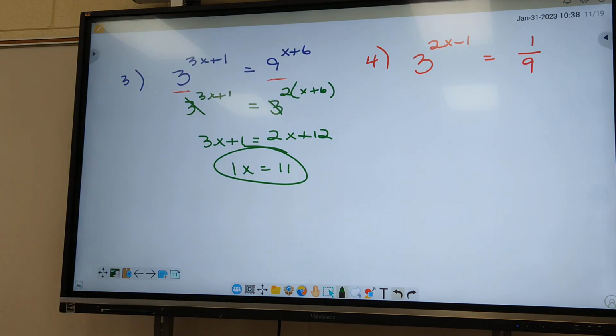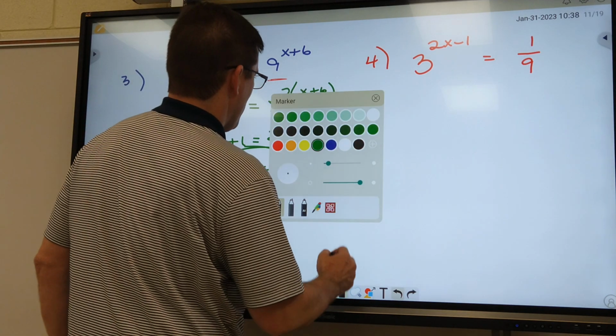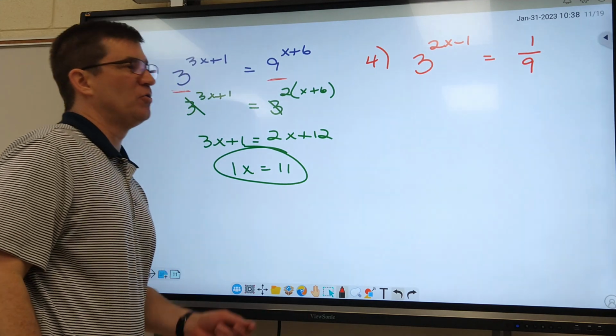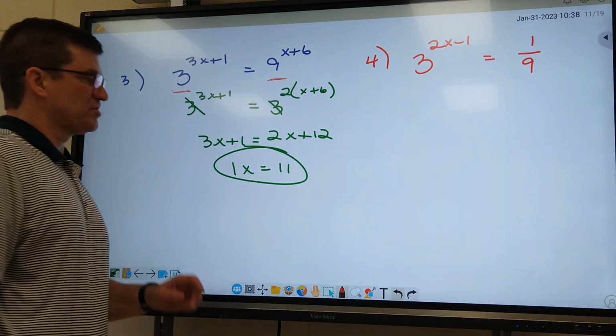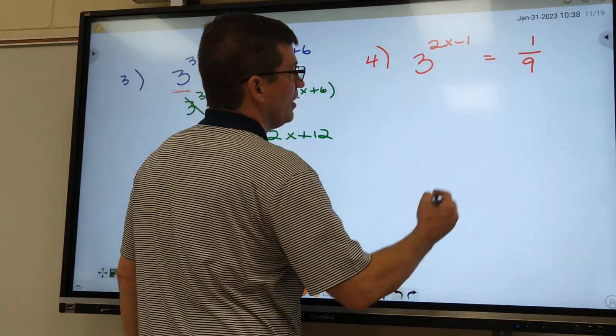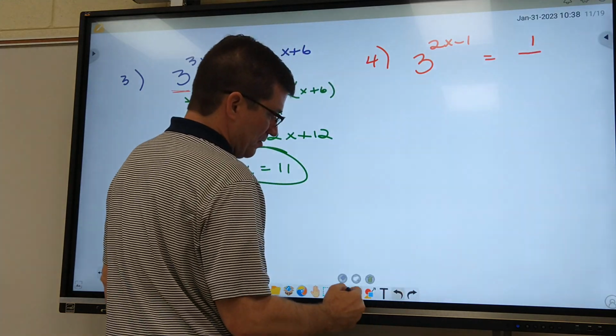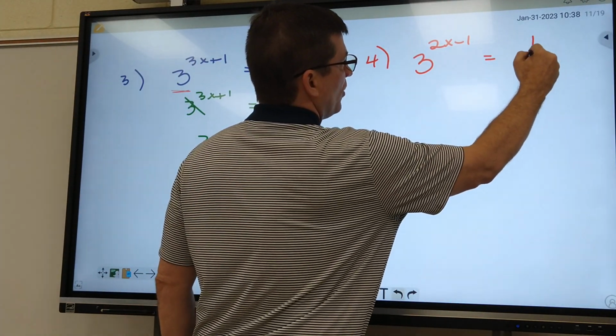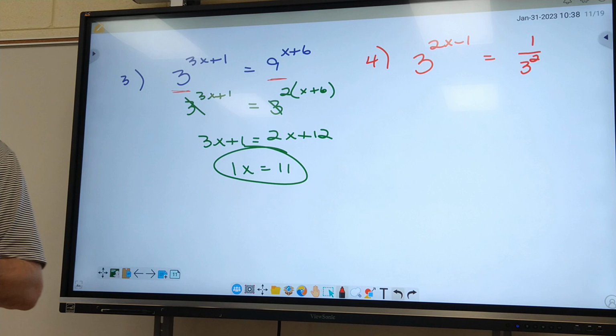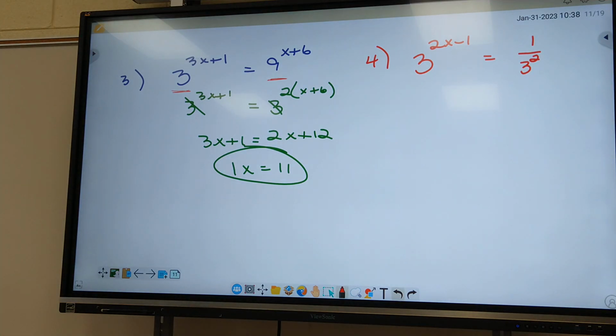All right, so now we go to number 4. 4's got something else that's new. What's new about 4? It's got a fraction. All right, you don't want to have a fraction. First thing we're going to do on number 4, I'm going to change that 9 that's on the bottom. I'm going to make it 3 squared. Just like I did on the last problem, right? Because you got to make your numbers the same. Each base has to be the same on both sides. But we still got a fraction that we have to fix.